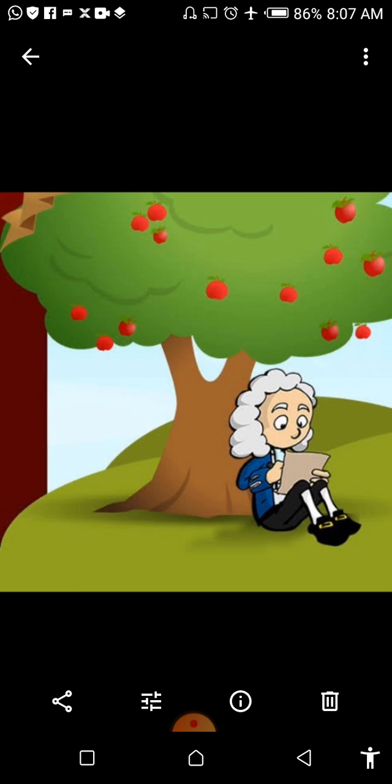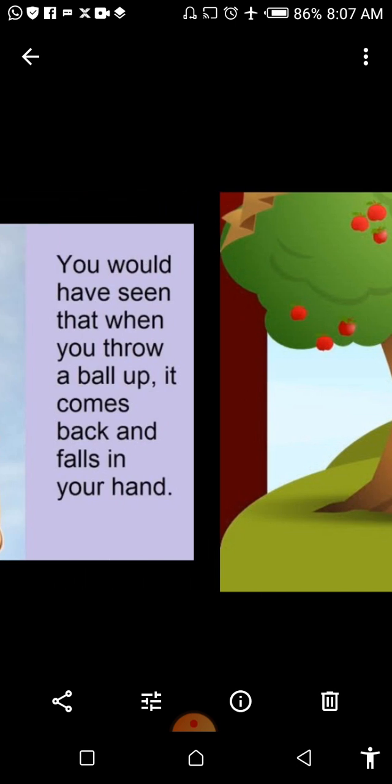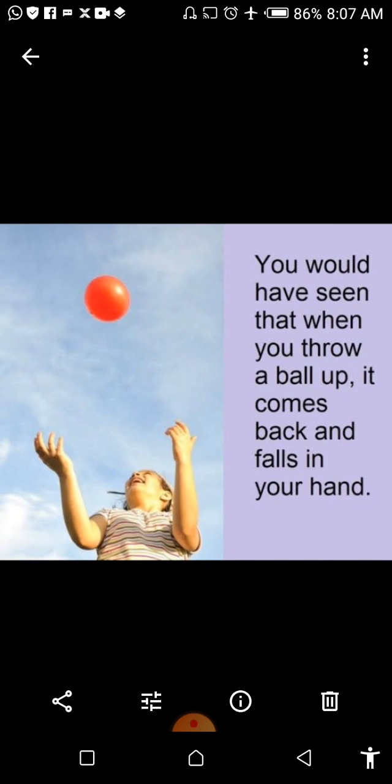And he also told that it is an invisible force like magnetism. Clear? And this was discovered in 1665 by Sir Isaac Newton. Clear? You have observed that when you throw a ball up, it comes back and falls into your hand. Why does this happen? This happens because of gravity.